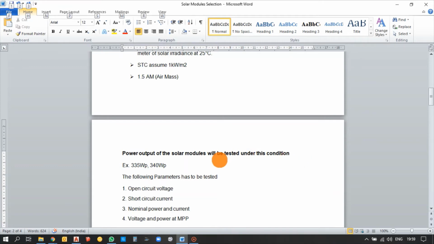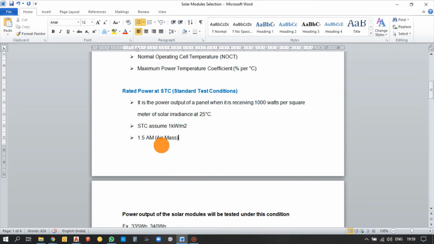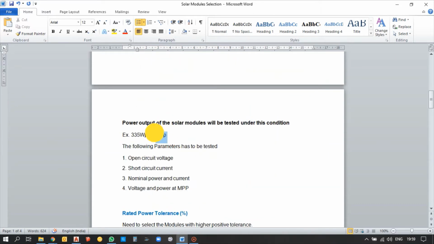So we get a solar module of 335 watt peak, 340 watt peak. All this watt peak power is calculated based on this condition. So all these three conditions are quite important for the power rating of a module. After the power rating, you need to check these parameters: open circuit voltage of the module, short circuit current, and nominal power, current, voltage and power at MPP.